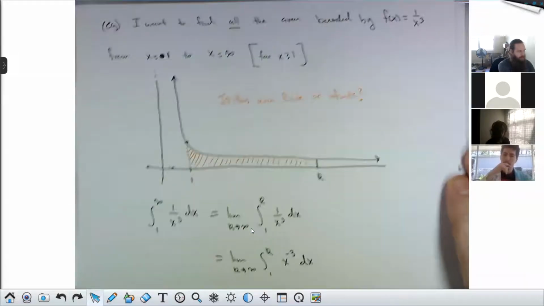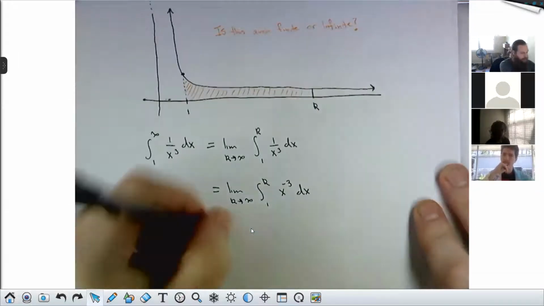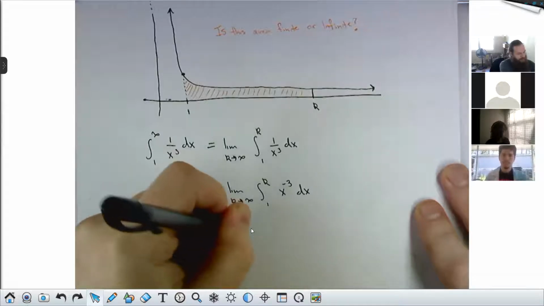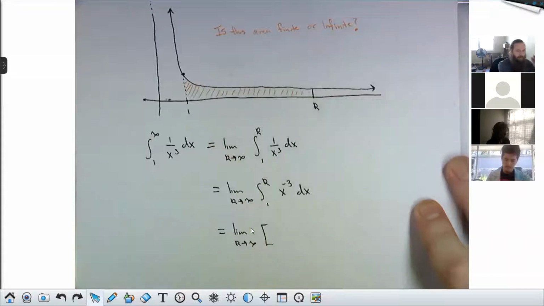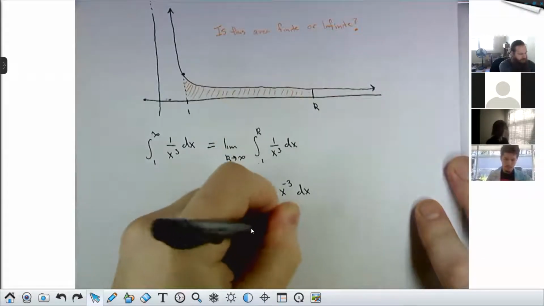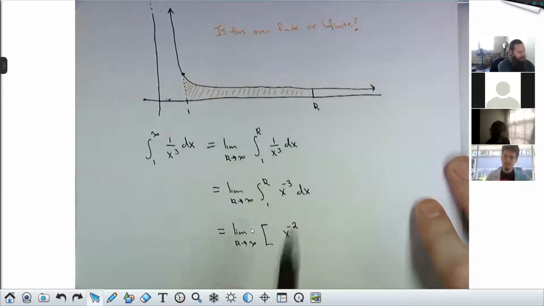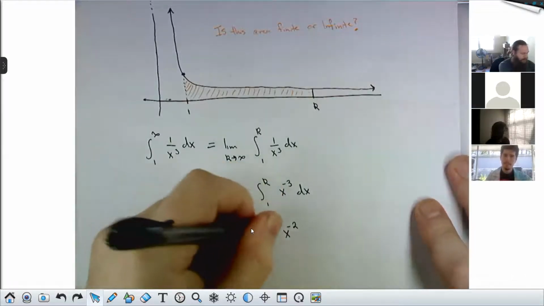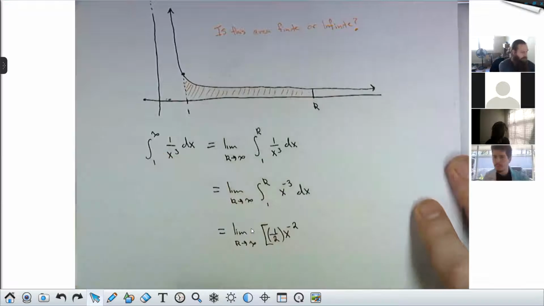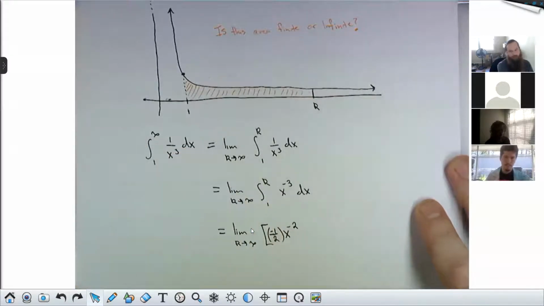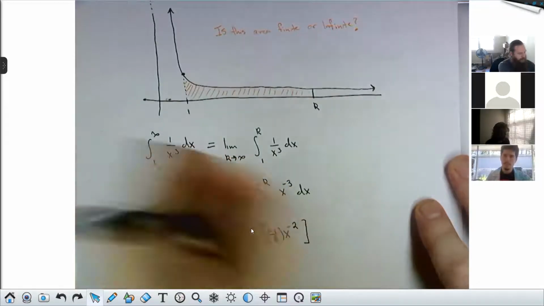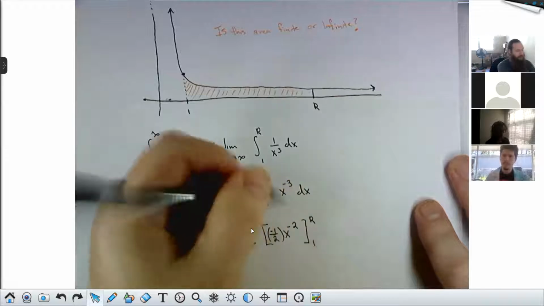All right, 1 over x cubed is x to the negative 3. That's a straight up power rule integral. So this is the limit as R goes to infinity, and my antiderivative here, if you add 1 to this power, you get negative 2. So the power here is x to the negative 2. And then I have to divide by that new power. So there's a negative 1/2 here. I don't know if you can see the negative. Let me do it like this, negative 1/2, like that. And this apparatus has to be evaluated from 1 to R.